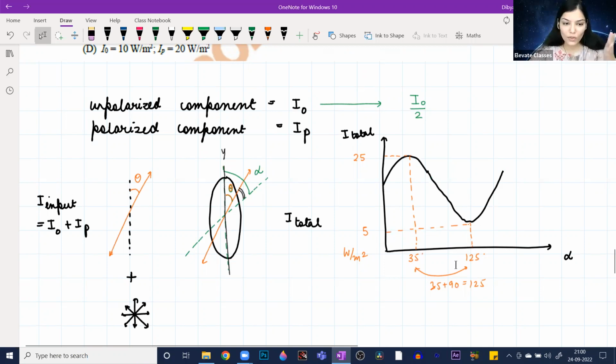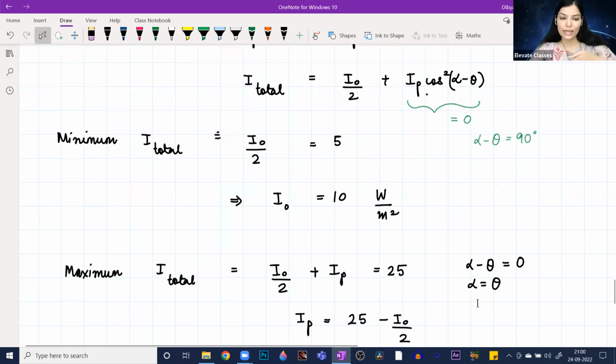तो how do I find out the value of theta? थीटा वही वैल्यू होगी ना जहां पर alpha is parallel to theta. If the pass axis of the polarizer is parallel to the polarization of the input beam, उनका जो orientation है both are same, only then I will get maximum intensity. So this tells me that theta is nothing but equal to alpha when the light is maximum.